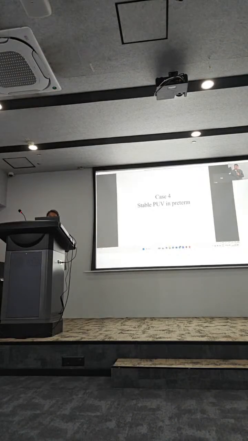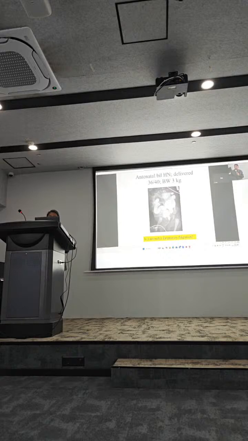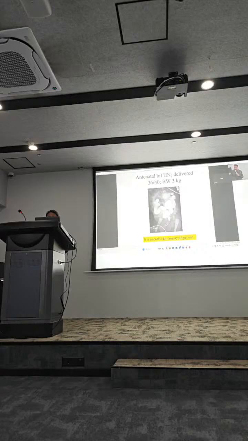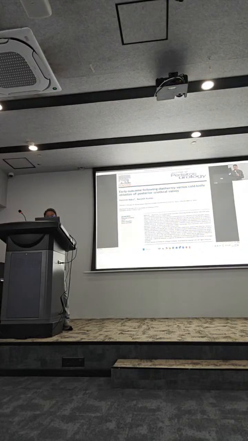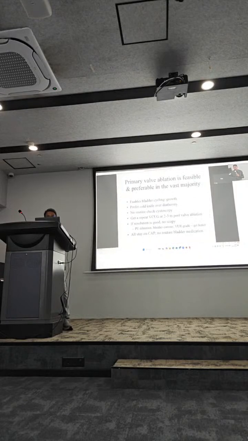Stable posterior urethral valve in a preterm baby. This is an antenatally diagnosed bilateral hydronephrosis delivered at 36 weeks. Birth weight was 3 kilos. So is this amenable for primary fulguration? We get a lot of patients like this, and if they come like this, then they are very good candidates. So we have a 4.5 to 6.5 cystoscope and Bugbee electrode, and for term babies we also have the resectoscope set. Multiple sets are available, and we use a cold knife, and we have published that the results of using the cold knife are pretty good.